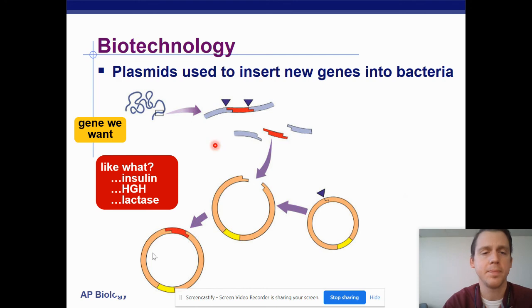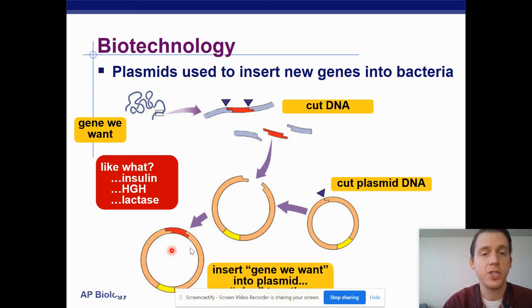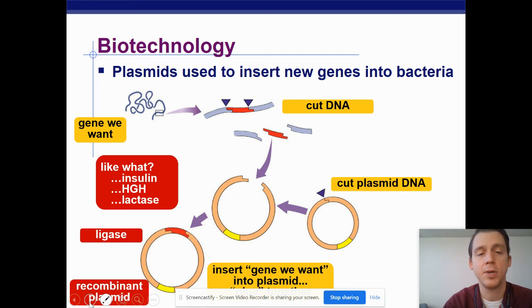We cut it out. Then we cut the plasmid that we want. And then we insert the gene. You see that right here. We stick this back in the bacteria. We use some ligase to glue it all together. We stick it back in the bacteria, and the bacteria will express that gene and make insulin and make human growth hormone or lactase.